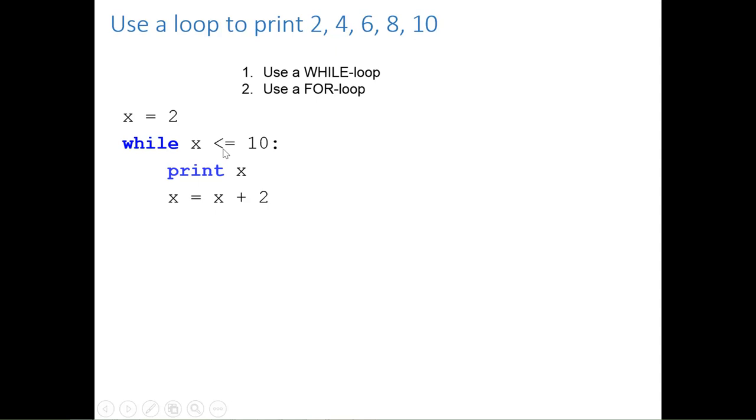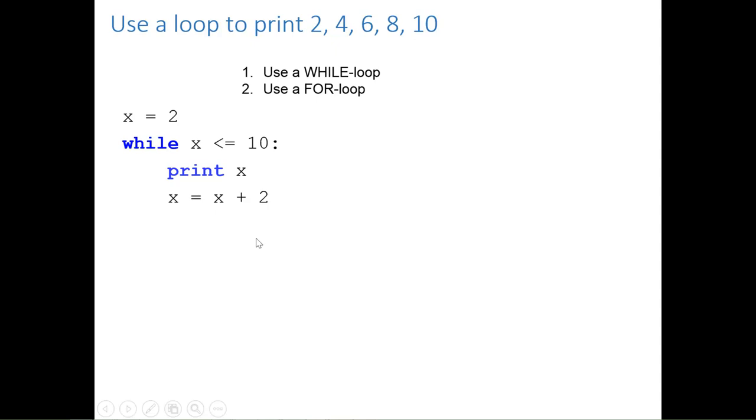So the first time it loops through here, x is 2, and while 2 is less than or equal to 10, yes, that condition is true, so we'll print 2. It'll say x equals 2 plus 2, so x will be set to 4. And then it will go up and check, is 4 less than or equal to 10, and so forth, and keep going around until the condition is no longer met, at which time it will stop. So we won't have an infinite loop.